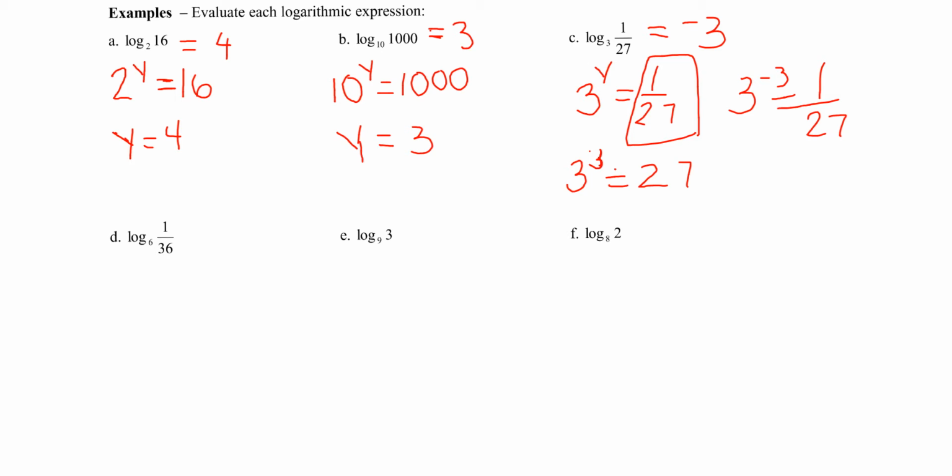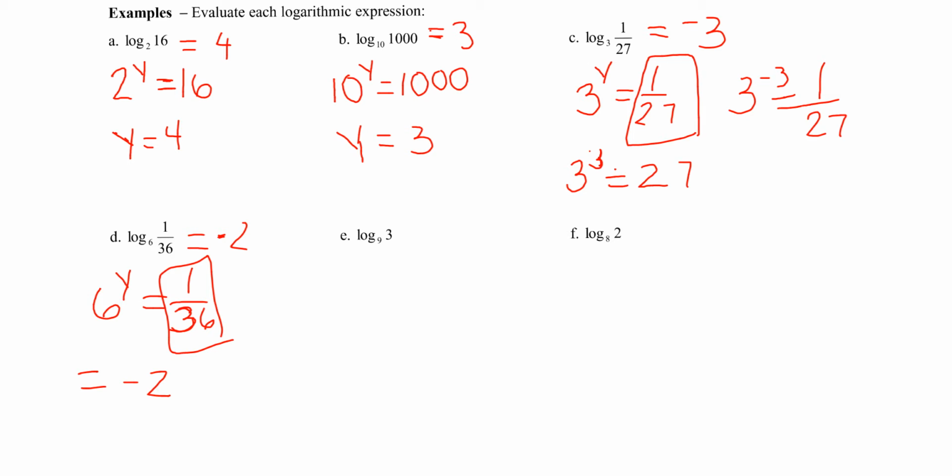All right, next we have 6 to the y power is equal to 1/36. So again, we have a fraction for our answer. So think negative exponents when you have that fraction there. And I know that 6 to the 2nd power equals 36, so my answer is going to be -2, because -2 will give us 1/36 for our answer.